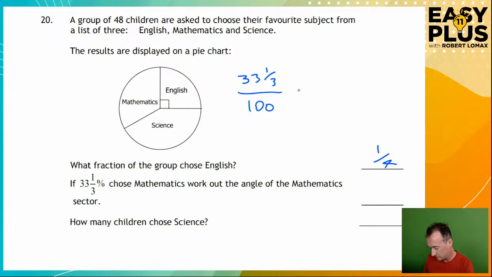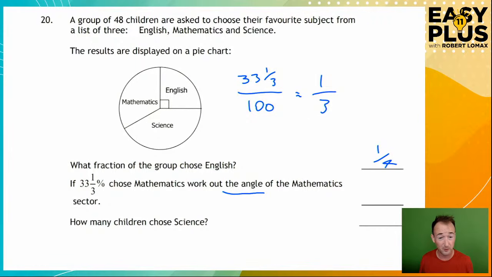And you should realise that this is actually equal to 1/3, because 33 1/3 goes into 100 3 times. 33 times 3 is 99, and 1/3 times 3 is 1. Okay, and 99 plus 1 is 100. So 33 1/3 out of 100 is 1/3. We need to work out the angle of the mathematics sector.